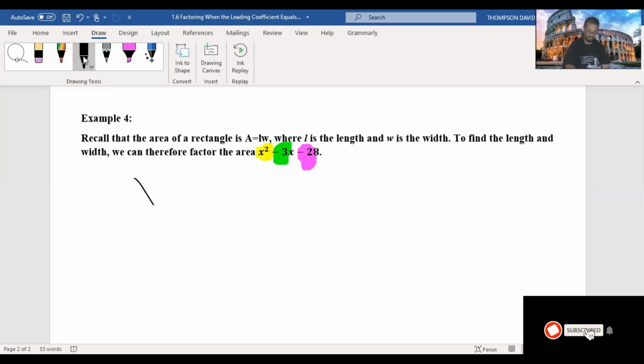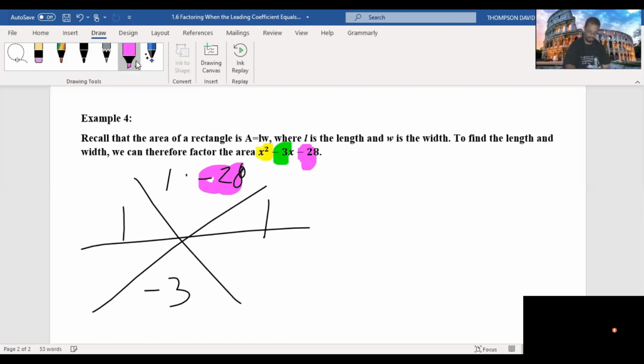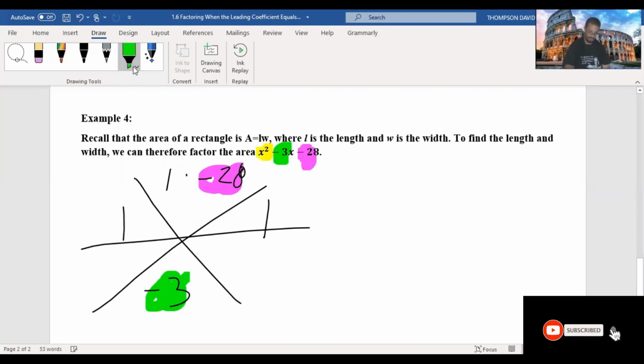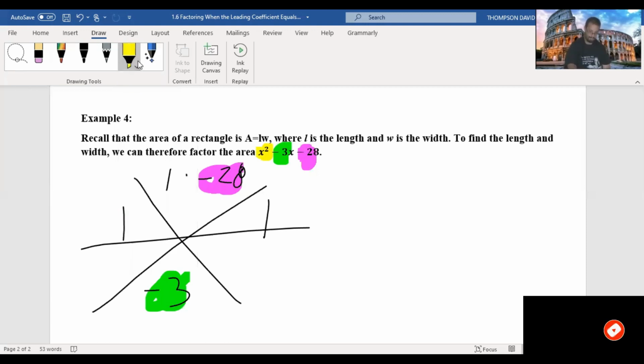Set up our snowflake. So since there's nothing in front of x squared, that's automatically a 1 times negative 28. And then we have negative 3. Let's highlight negative 3. And we have 1. 1 times negative 28 is negative 28.